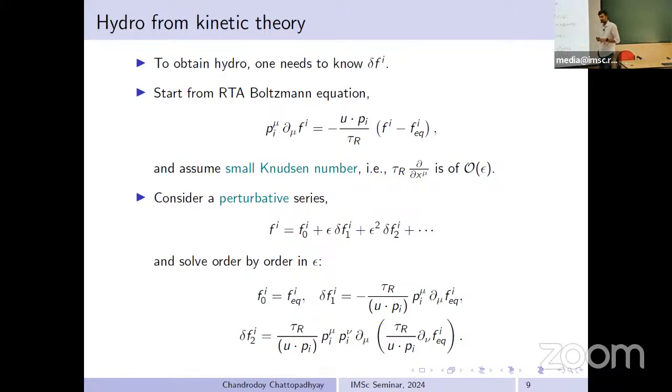How does the dimension match? U mu is dimensionless, and tau r has dimensions of time or length, which is the same. So I set C to 1. So this has the units of time, and this also has the units of time or length.